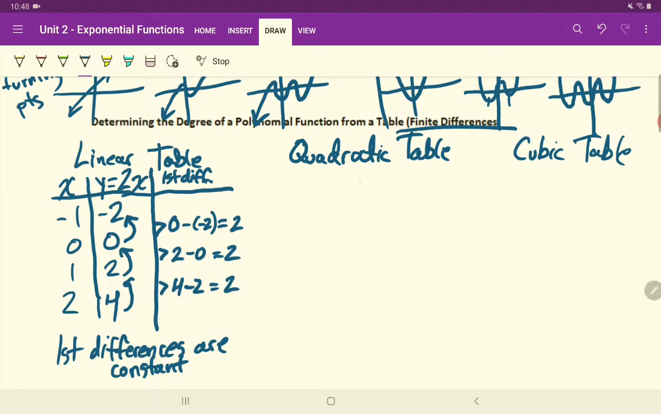Next, we're going to see that in a quadratic example. Actually, let's do this.